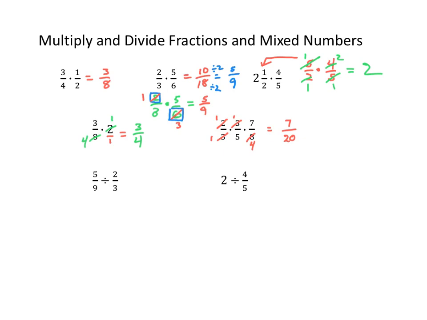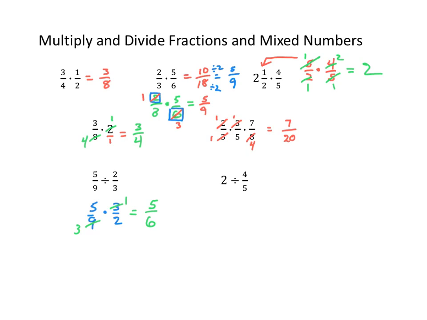Okay, now dividing fractions. Remember, dividing fractions is multiplying by the reciprocal. So we're going to multiply by 3 over 2. But the 5 over 9 stays the same. Now that it's multiplication, you can reduce the 3 and the 9. 3 goes into there once and into there 3 times. So it's 5 times 1, which is 5 over 3 times 2 is 6.